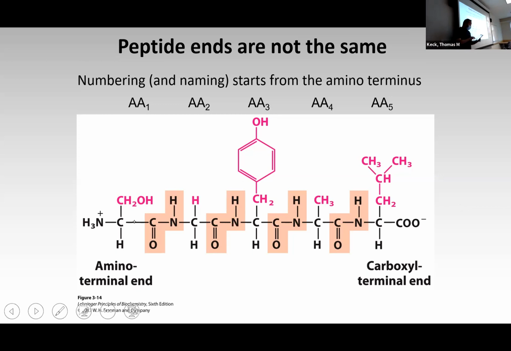Just to give you the basics on how we talk about peptides and build names for these things and understand these things. What is the standardized language for making peptides and proteins? We always start at the N terminus. This is the N terminus, this is the C terminus, N for amino, C for carboxy.